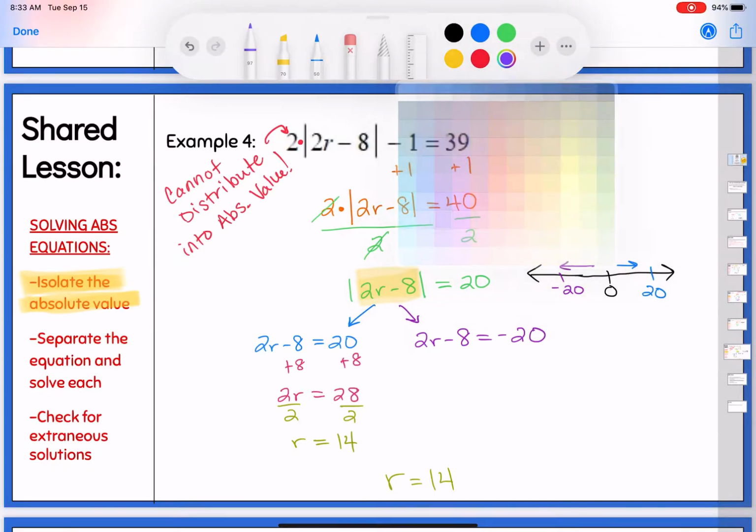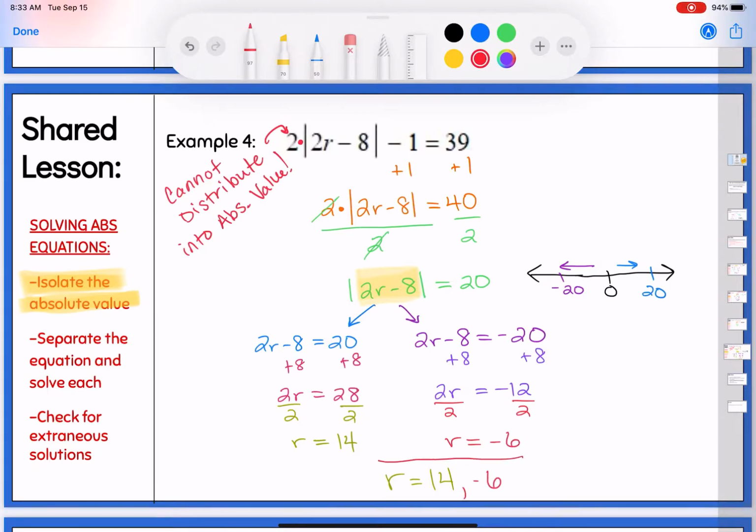Okay, second possibility over here: I'm going to add 8 to both sides on this side. So I get 2r equals negative 12. And then I divide both sides by 2. And I get r equals negative 6. So I have positive 14 and negative 6. And if I go back and plug those in, they will both work. It'd be a lot of mental math at this point, so you could write it down and double check, but those ones should work. So the idea with this one is just make sure that you're moving every number on the outside of the absolute value away before you split it into your 2 equations.